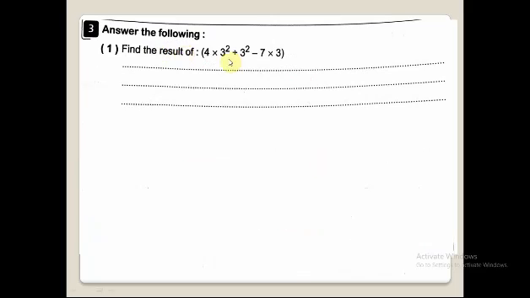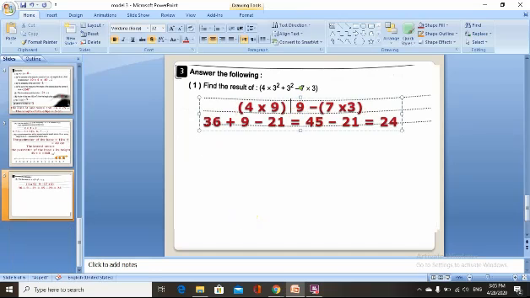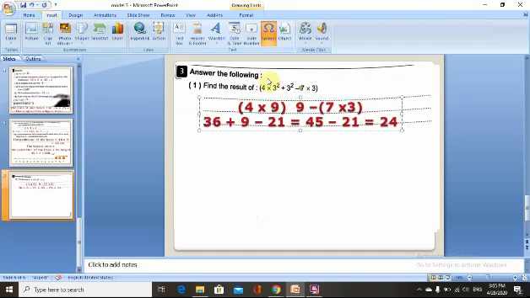Number 3, answer the following. Find the result of 4 multiply 3 to the power of 2 divided by 3 to the power of 2 minus 7 multiply 3. First of all, 3 to the power of 2 is 9. Then divide by 3 to the power of 2, which is 9, minus 7 multiply 3. So 4 multiply 9 equals 36. 36 divide 9 minus 21. 36 divide 9 is 4. So again, we should see the signs right.